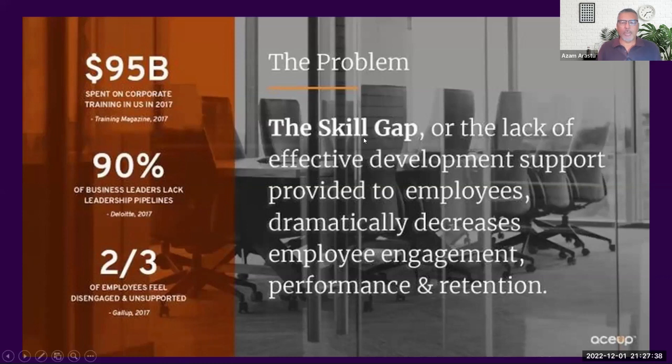Here you're talking about a skill gap for a training system. And you basically say, in this case, $95 billion was spent on corporate training in the US in 2017, 90% of business leaders lack leadership pipelines, and 2/3 of the employees feel disengaged and unsupported. So that is generally a problem. What you're trying to show is how you have an idea of how to fill the skill gap. So it shows the traction, and shows the problem you're trying to solve.